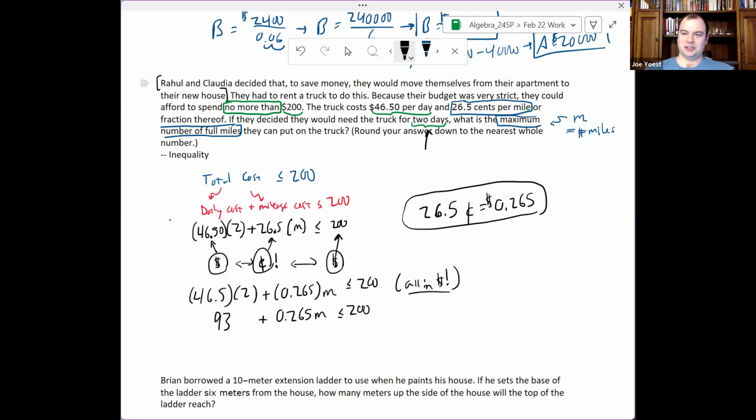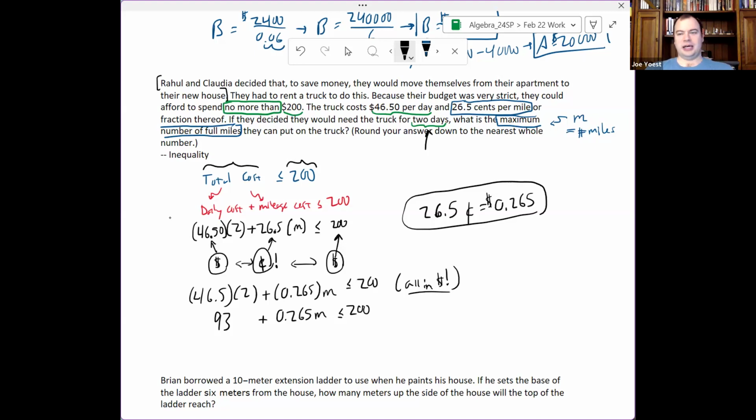Their budget was very strict. They could afford to spend no more than $200. So this is an important piece. No more than pretty strongly suggests we're going to be dealing with an inequality here. So the total cost that's going to be incurred has to be no more than, or less than or equal to, $200.